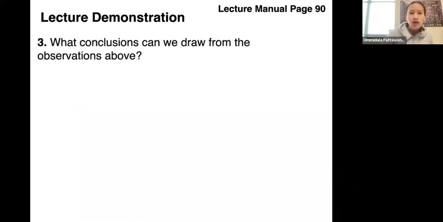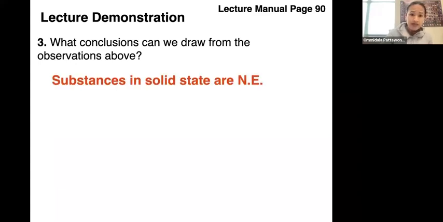So now we're going to take a look at what conclusions we can draw from the observation. From our observation, we can conclude that the substances in solid state are non-electrolyte. Even though you have salt, if it's not dissolved in water, if it's still in solid state, it's not going to be able to conduct electricity. So that is going to be non-electrolyte.